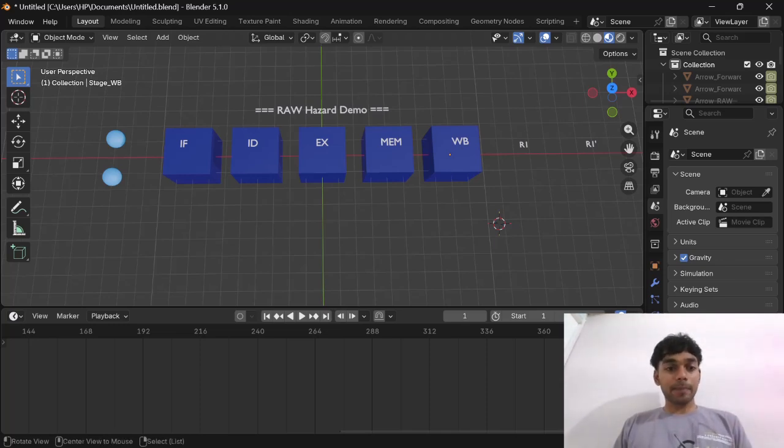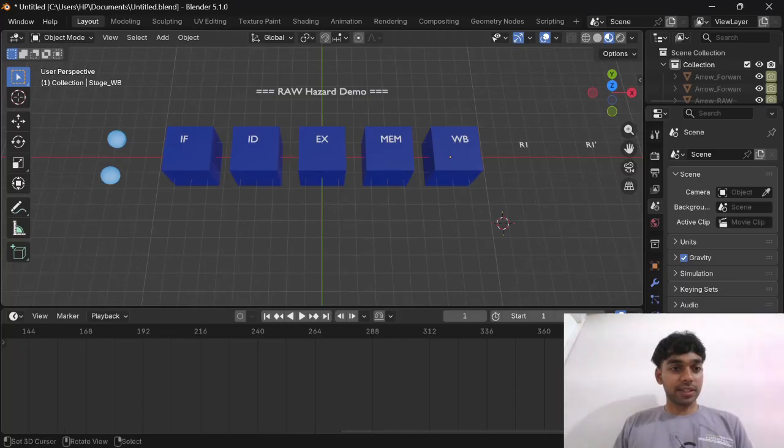I have also used two spheres which indicate two instructions. This is the first instruction and this one is the second instruction. Now, if we talk about the instruction life cycle, there comes a concept of dependencies. First of all, let us see what dependencies mean.